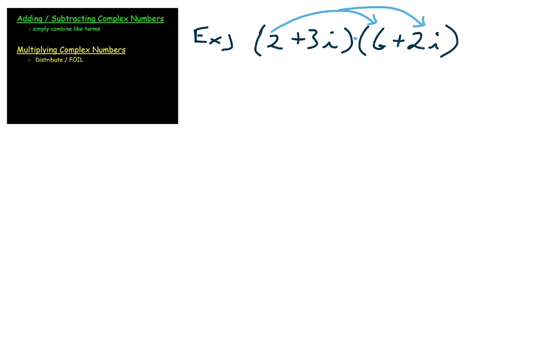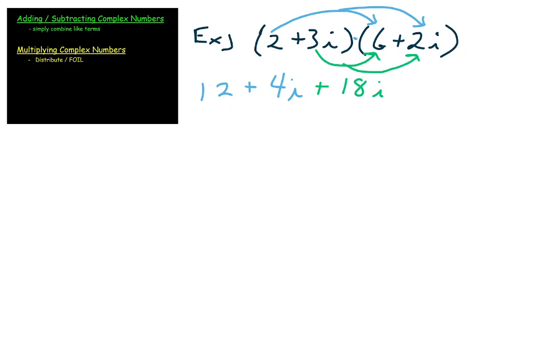So we would start with 2 times 6. Now, of course, that's going to be 12. But 2 times 2i, yes, you're allowed to do that. That's going to equal 4i. Well, we need to continue to distribute, so we're going to distribute this 3i to everything in the parentheses. So that's going to be 3i times 6. And again, yes, you're allowed to do that. That gives you 18i. And then you're going to take 3i times 2i.